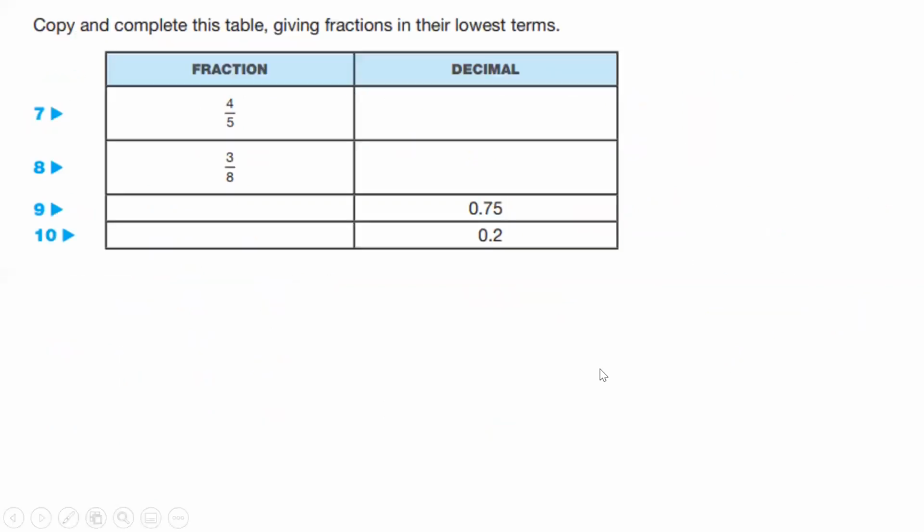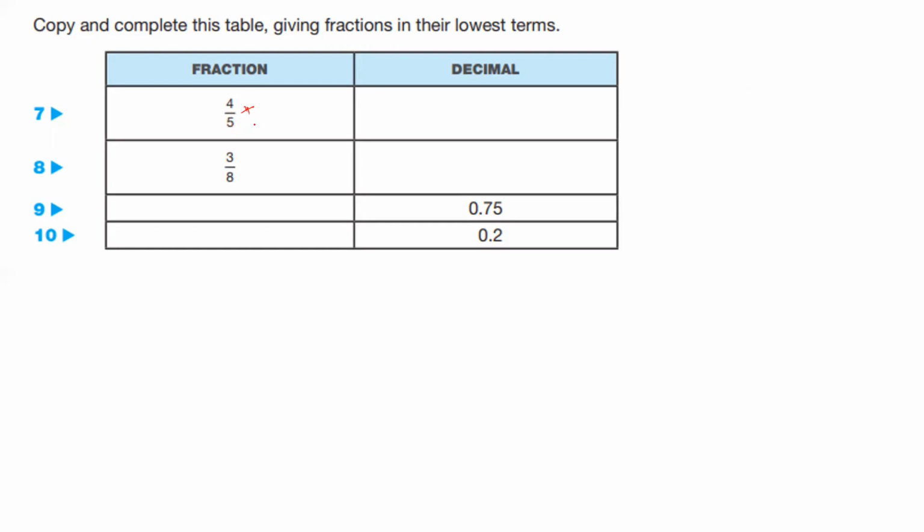Now we come to question number 7, 8, 9, and 10. Here it says, copy and complete this table, giving fractions in their lowest terms. So now we know 4 upon 5, we want to convert it into decimals. For converting any fraction to decimal, we make sure that we get tens, hundreds, thousands, like that, in the denominator.